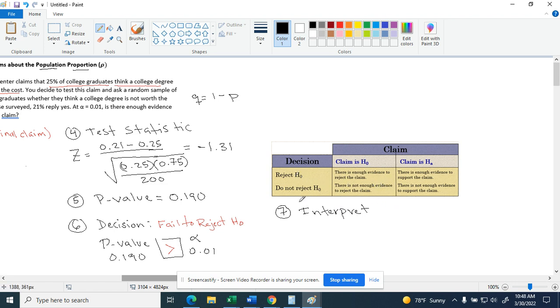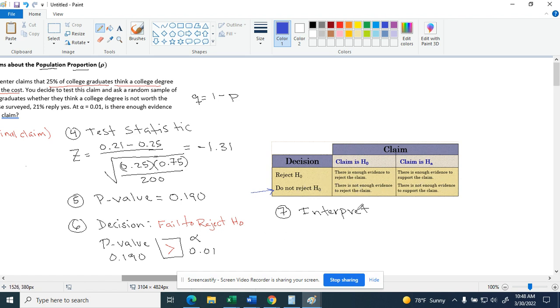Basically, you have to choose a row: reject H0 or do not reject H0. If you look at these two rows, how do you know which one you're going to choose? It is based on your decision in step 6. It was fail to reject H0, so it's the same thing as do not reject. So I'm in row 2.